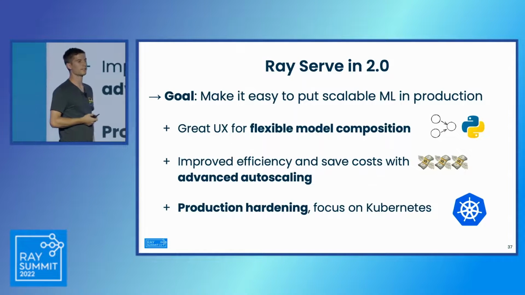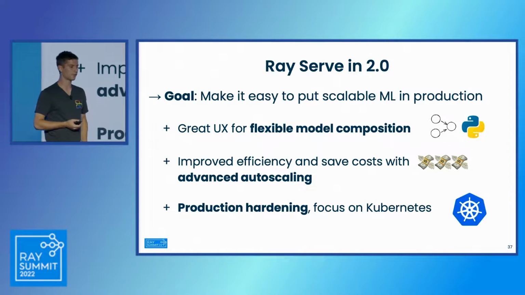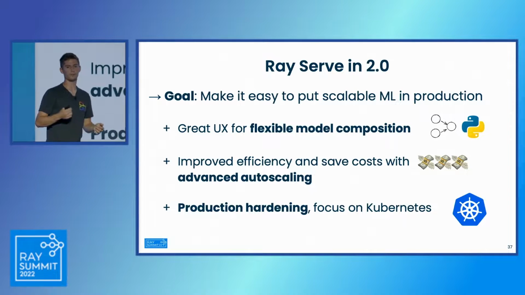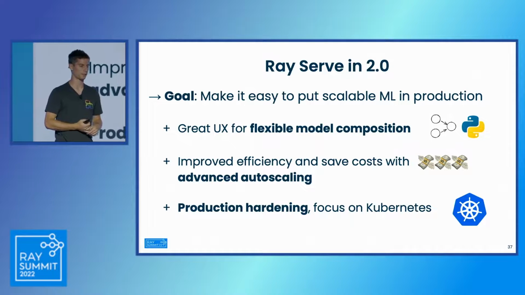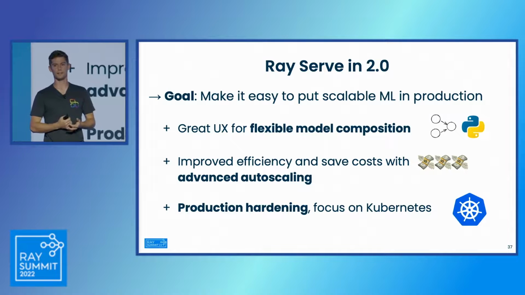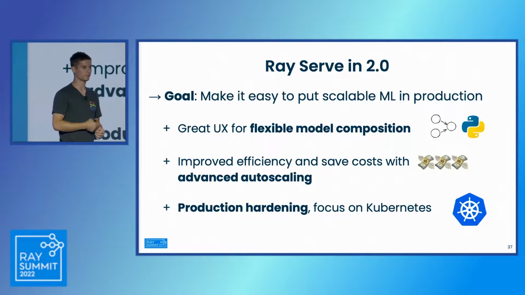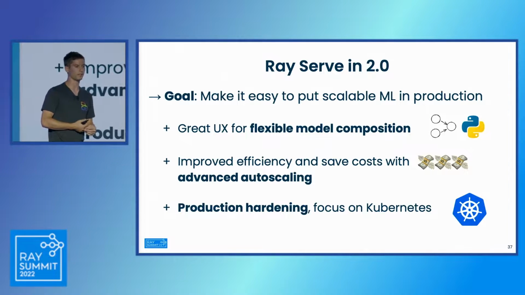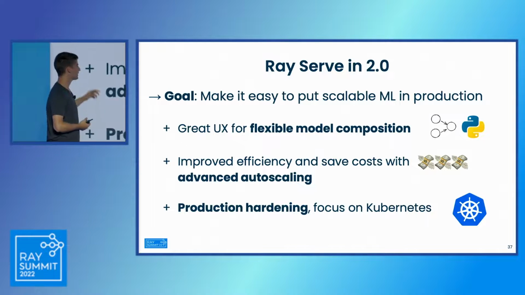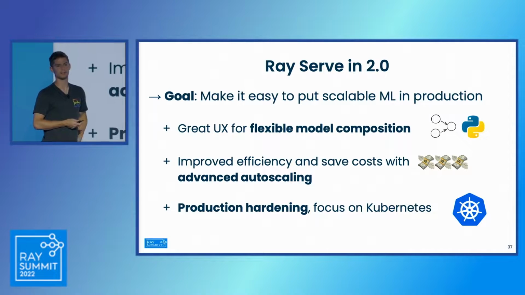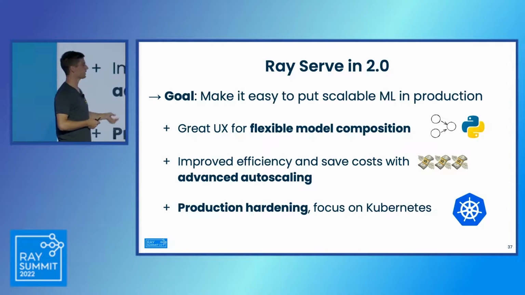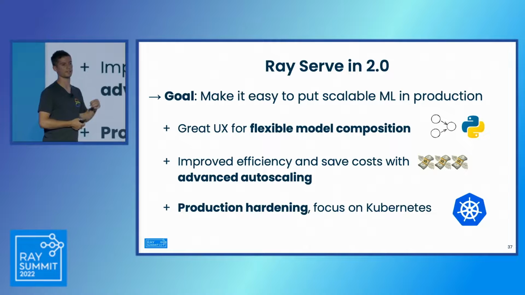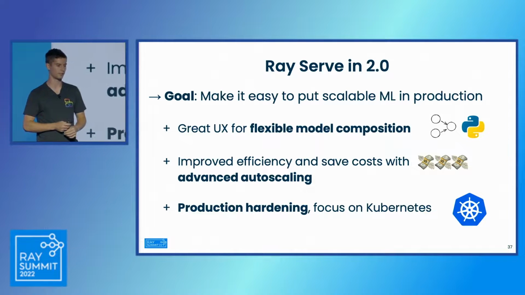So to summarize the state of RayServe in 2.0. Our goal is to make it as easy as possible to put scalable machine learning applications into production. We've doubled down and really tried to improve our user experience for doing model composition. We've also added advanced autoscaling features to help you save cost and reduce resources. And we've put a huge amount of work into production hardening, with an increased focus on making it really easy to deploy, update, and manage your applications on Kubernetes.